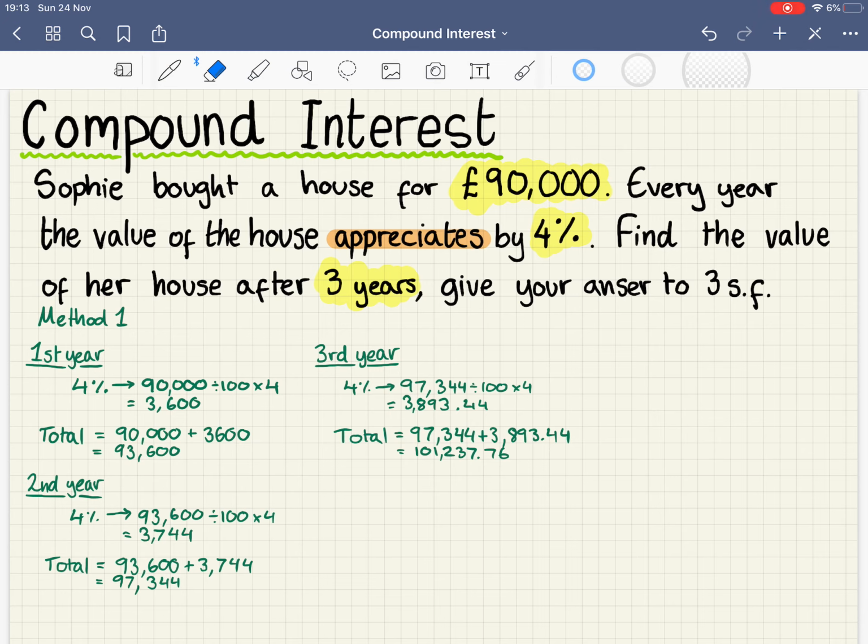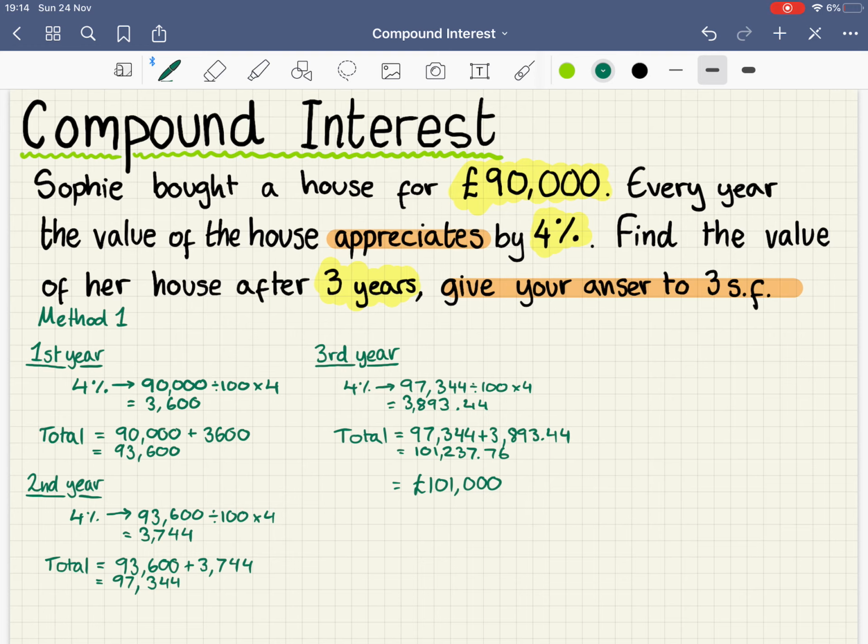And looking back at the question before I am done, I always read through the question again, and doing so reminds me that I need to give my answer to 3 significant figures. So I count to my 4th one: that's my 1st, 2nd, 3rd, and that 2 there is my 4th significant figure. Because it's a 2, it's going to round down, which means the 1 in front of it stays the same. So my final answer is £101,000.